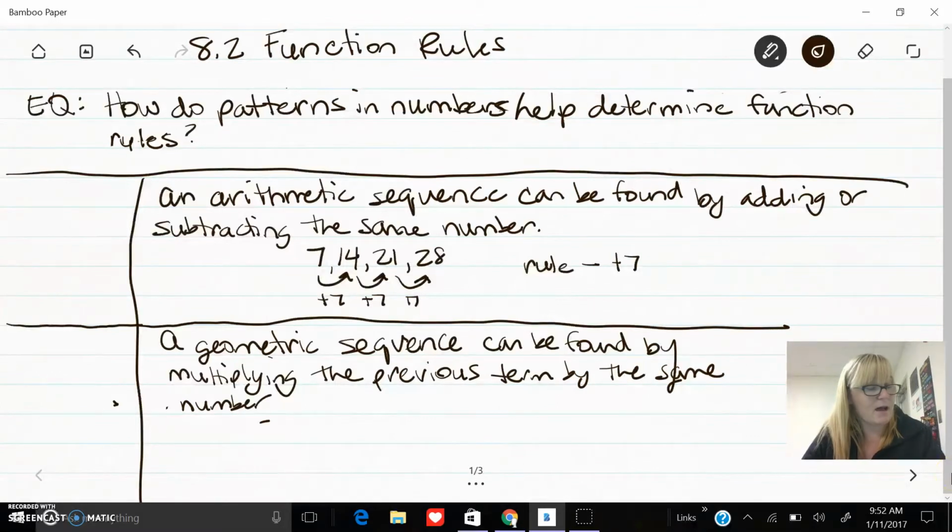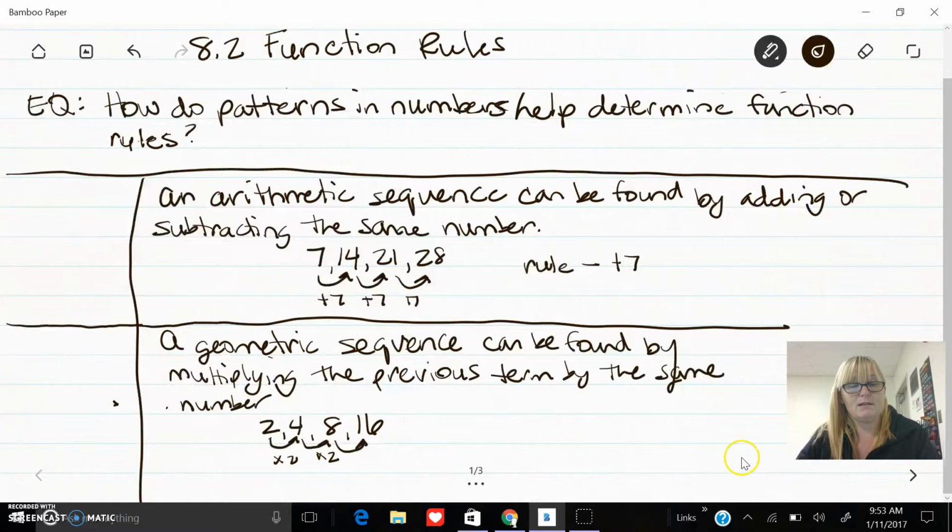Okay, for instance, I have 2, 4, 8, and 16. So I need to get from 2 to 4, 4 to 8, 8 to 16. How do I do that? I can add 2. 2 plus 2 is 4, but 4 plus 2 is not 8, so that's not going to work. So I have to multiply by 2. 2 times 2 is 4. 4 times 2 is 8. 8 times 2 is 16. So my rule then is 2x. All right, let's try one more.